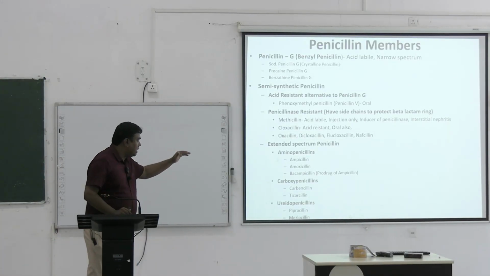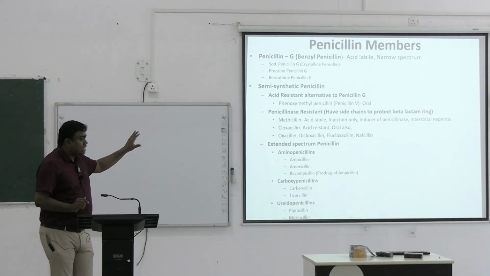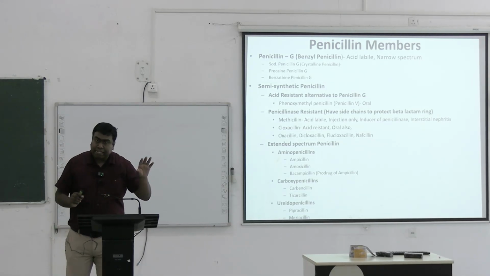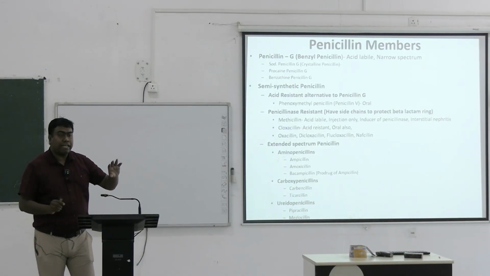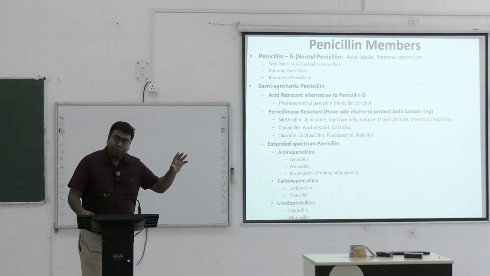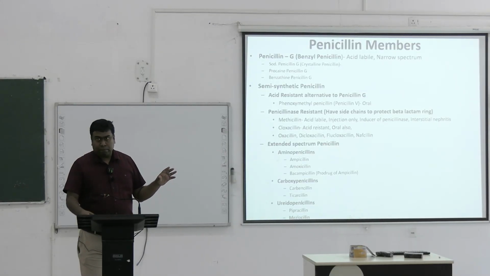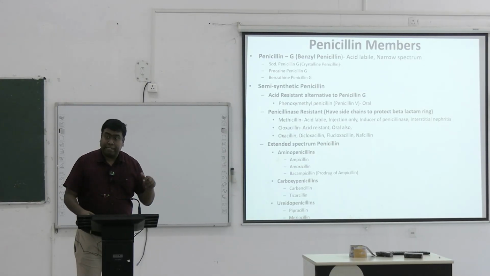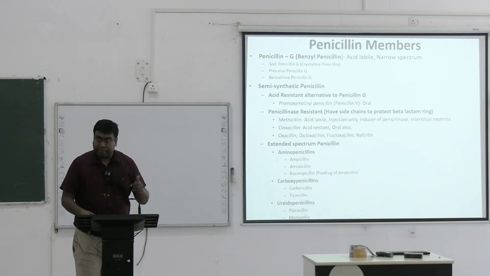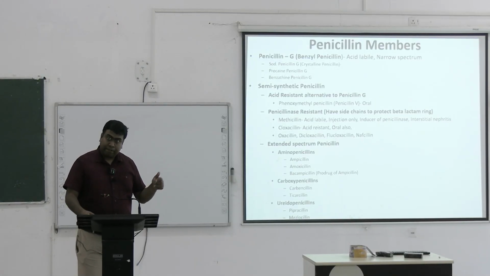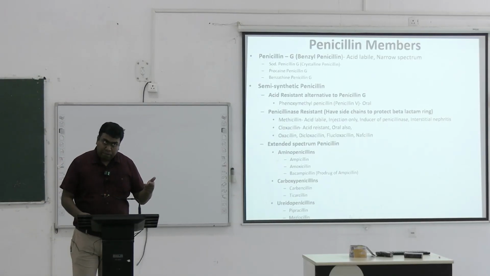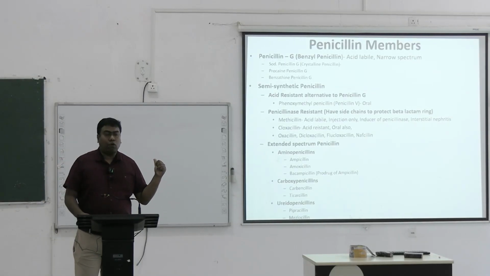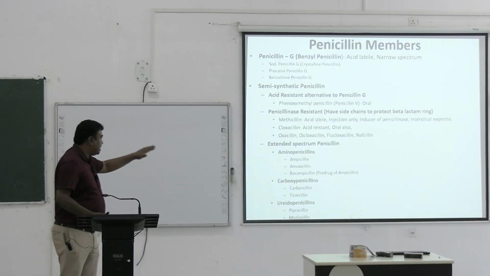Cloxacillin, dicloxacillin, all these are penicillinase resistant, but these drugs are reserved for penicillinase producing organisms. They should not be given to an organism which is sensitive to penicillin, because it can induce penicillinase or beta-lactamase. Clear? So only when there is a penicillinase producing organism, then only we go for this drug, penicillinase resistant.